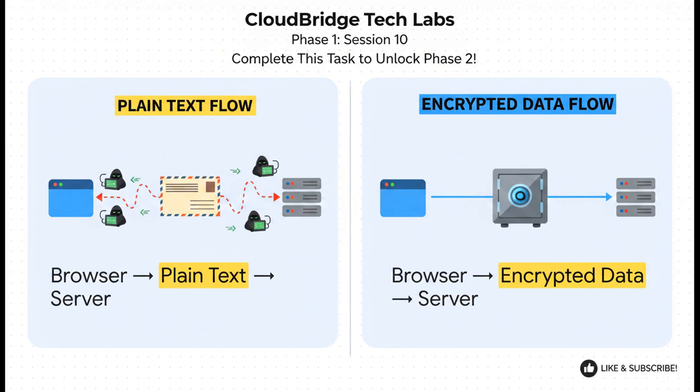Think about a flow without SSL. Your browser is sending data in plain text right directly to the server. It is essentially like sending a highly sensitive message on a completely naked postcard. Anyone, and I mean anyone, handling it along the way can read exactly what's written on it. It's totally vulnerable. But then, with SSL in place, that flow changes into encrypted data. Instead of that naked postcard, it's like you've locked your message inside an impenetrable, heavy-duty safe before sending it out. Even if someone manages to intercept the transmission, the contents remain entirely hidden.